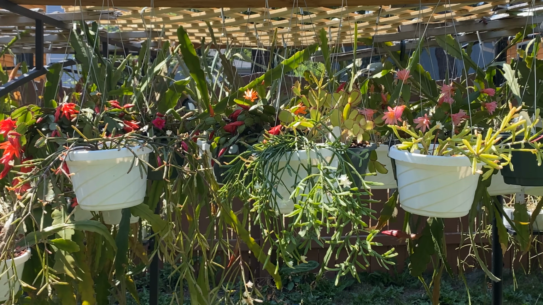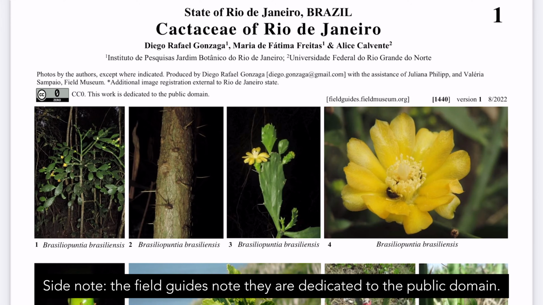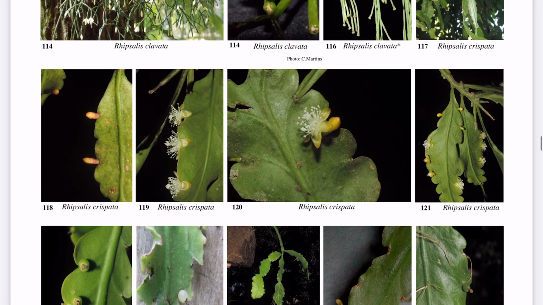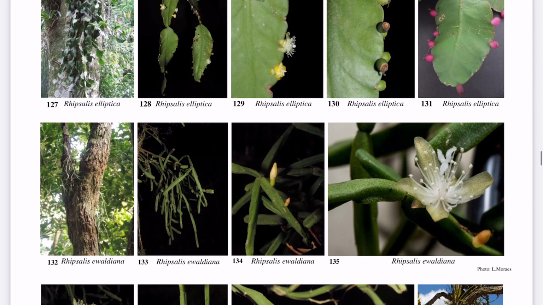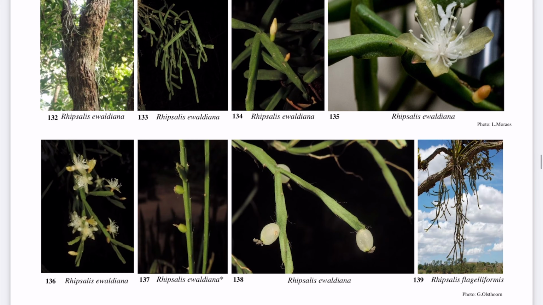There are several on there. If you just search for Cactaceae, you'll find a bunch, but one of them that's extremely interesting is the state of Rio de Janeiro, Brazil, Cactaceae of Rio de Janeiro. One of the people that it looks like helped create this field guide is this person named Alice Calvente. I have no idea if I said her name right, but she's published a lot of articles about Cactaceae and has participated in or produced a lot of those phylogenetic studies. So I think that's pretty fascinating.